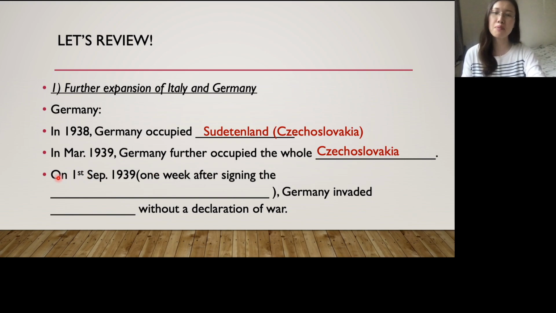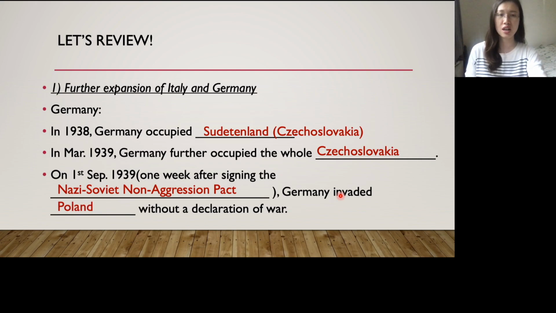And also, on September the 1st, 1939, one week after the signing of the Nazi-Soviet non-aggression pact with the USSR, Germany felt free to invade Poland, without a declaration of war. So it's very obvious that in the early stages, when Hitler tried to expand to different places, he always got different excuses, right? Because he was thinking of the people who lived in those places as Germans. But finally, when he further invaded Poland, he already showed everyone that this is an invasion instead of a unification, right, or liberation, right.